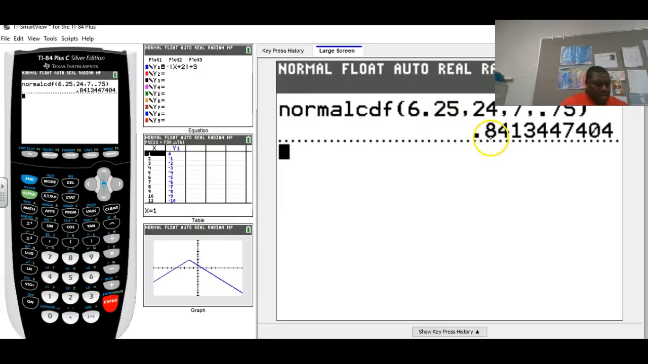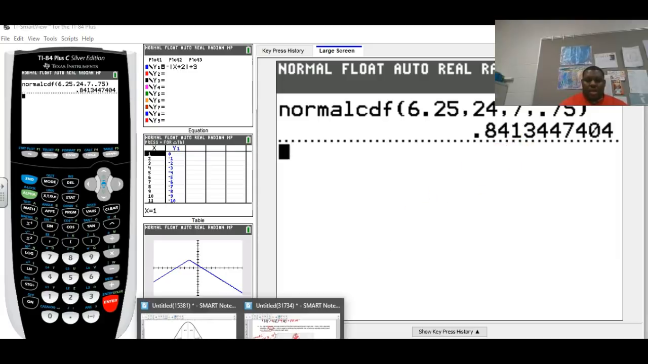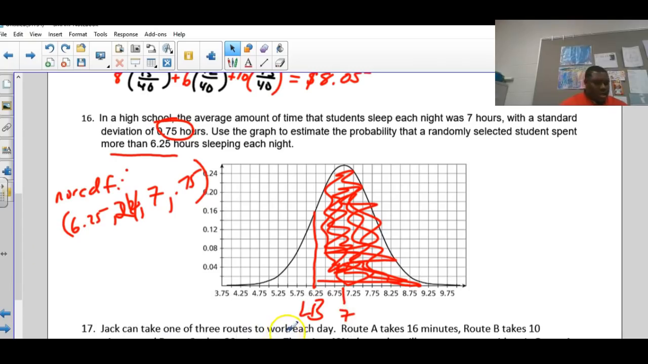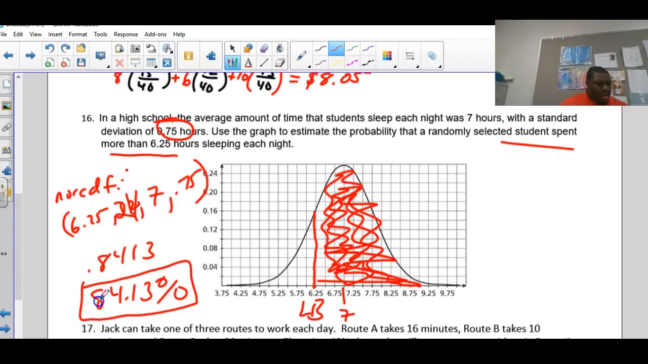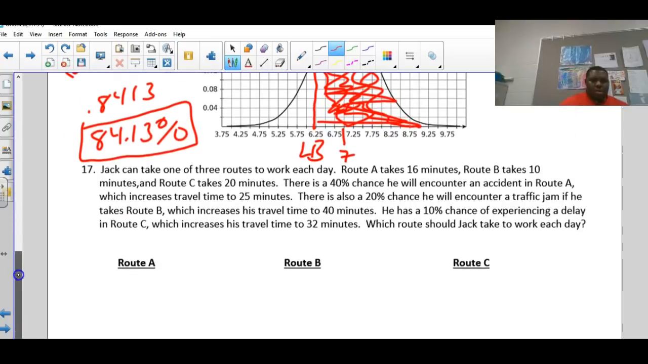There we go. You get 0.8413, or basically 84.13% of the selected students get more than 6.2 hours of sleep. That's basically what that means, okay? Let's look at this one. Oh yeah, good problem right here. Let's dig in.